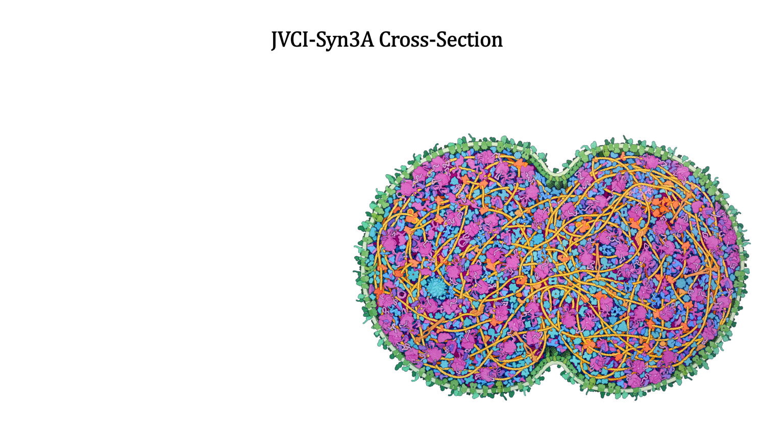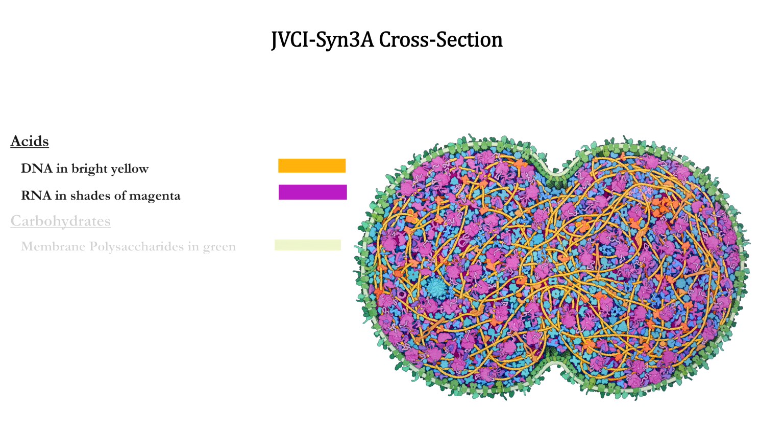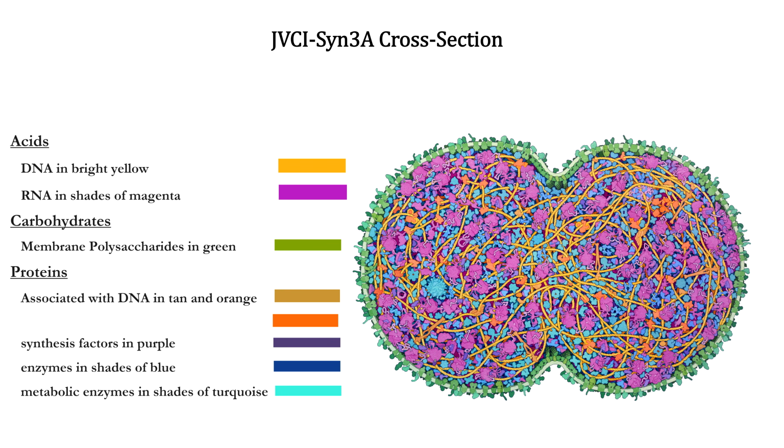Here's an illustration of syn3A's cross-section as it is reproducing. It shows all the key macromolecules. For acids, we have DNA in bright yellow and RNA in shades of magenta. For carbohydrates, we have the membrane with some complex carbohydrates like polysaccharides in green. For proteins, we have those associated with DNA in tan and orange, synthesis factors in purple, enzymes, which are proteins, in shades of blue, and metabolic enzymes in shades of turquoise.